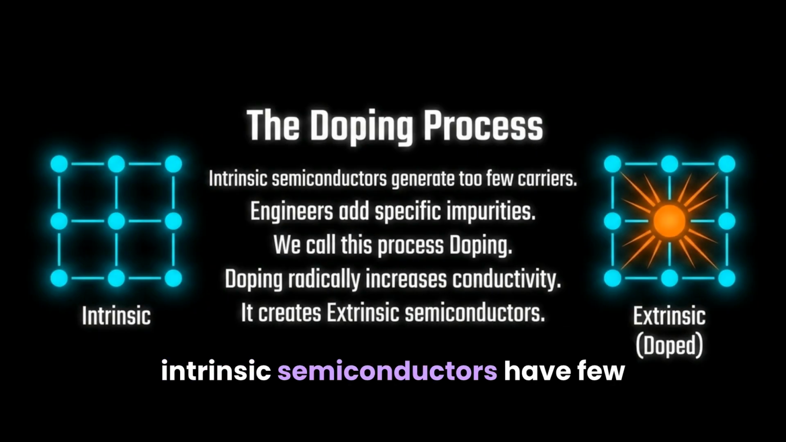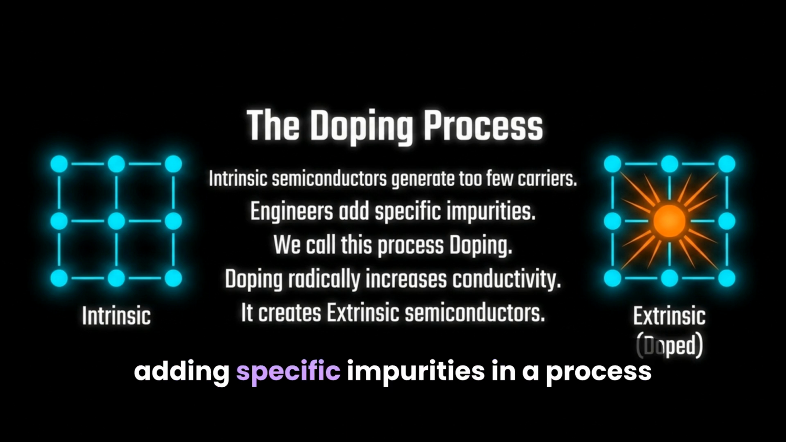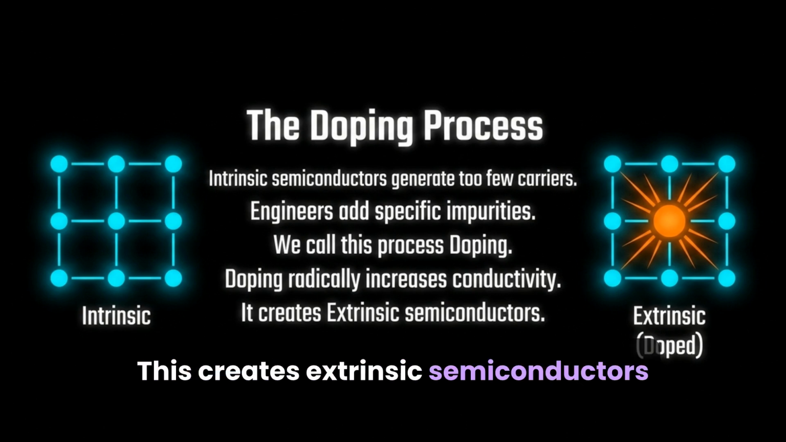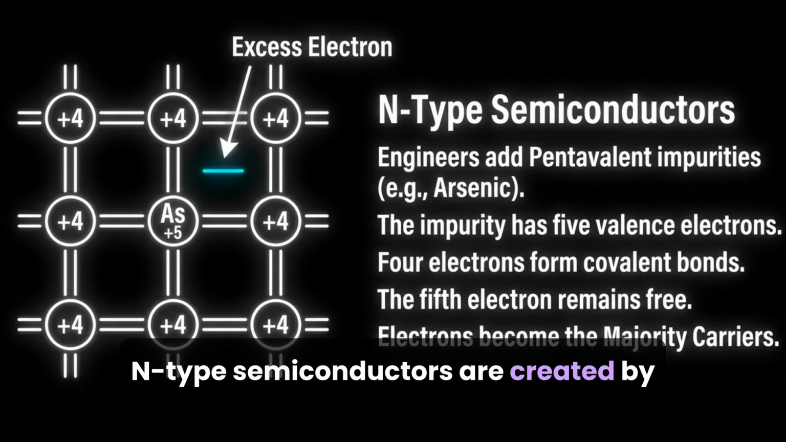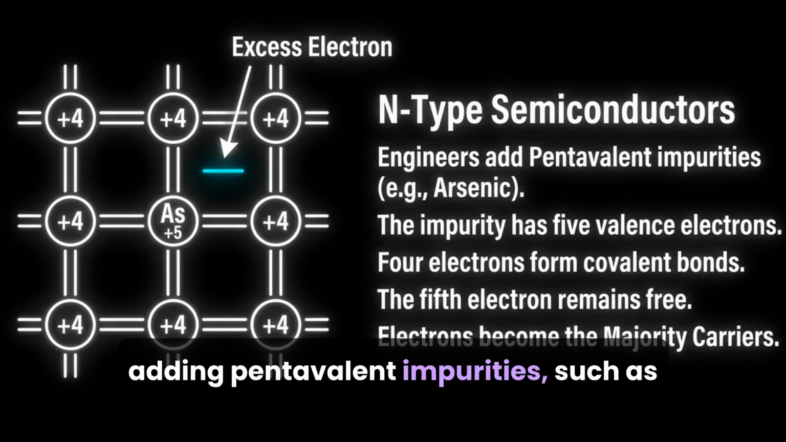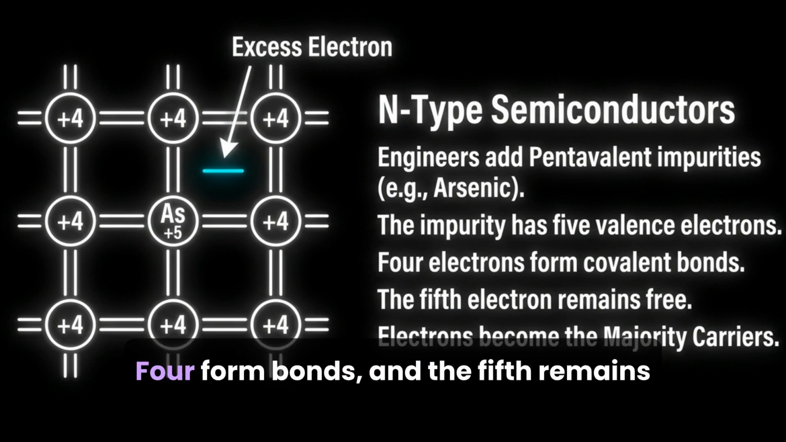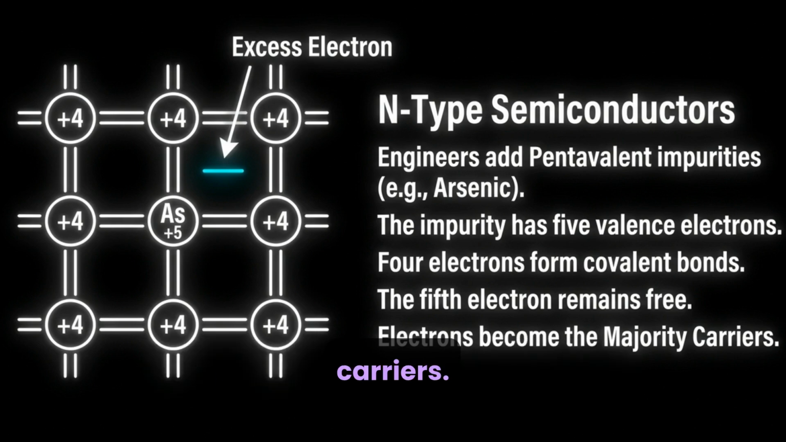Intrinsic semiconductors have few carriers. Engineers increase conductivity by adding specific impurities in a process called doping. This creates extrinsic semiconductors with significantly higher conductivity. N-type semiconductors are created by adding pentavalent impurities, such as arsenic. These impurities have 5 valence electrons. 4 form bonds, and the 5th remains free, making electrons the majority carriers.